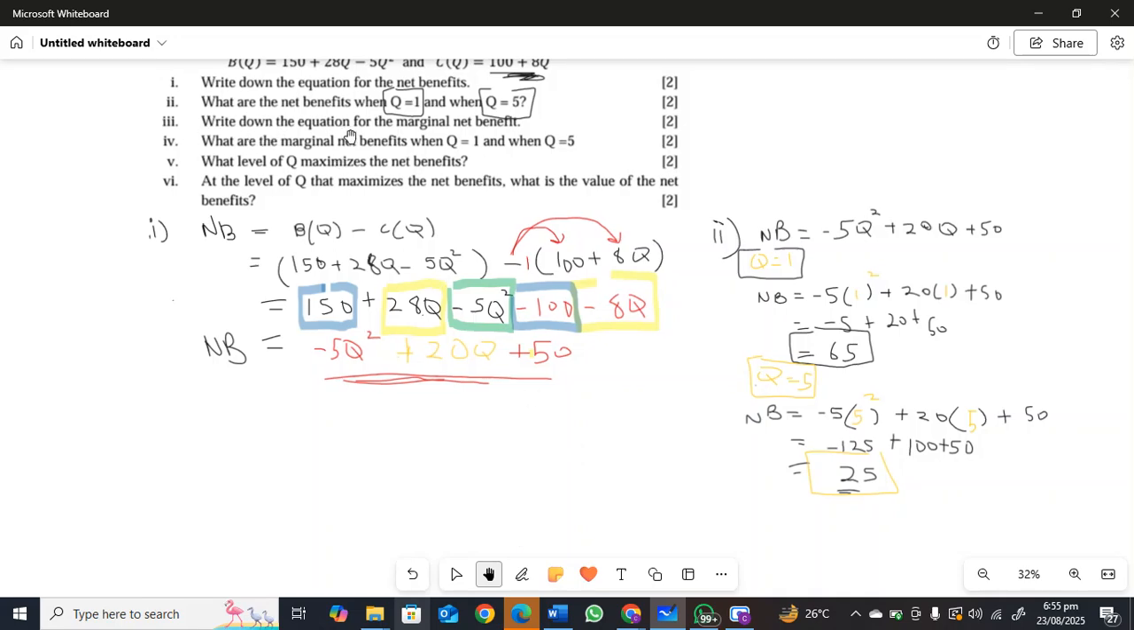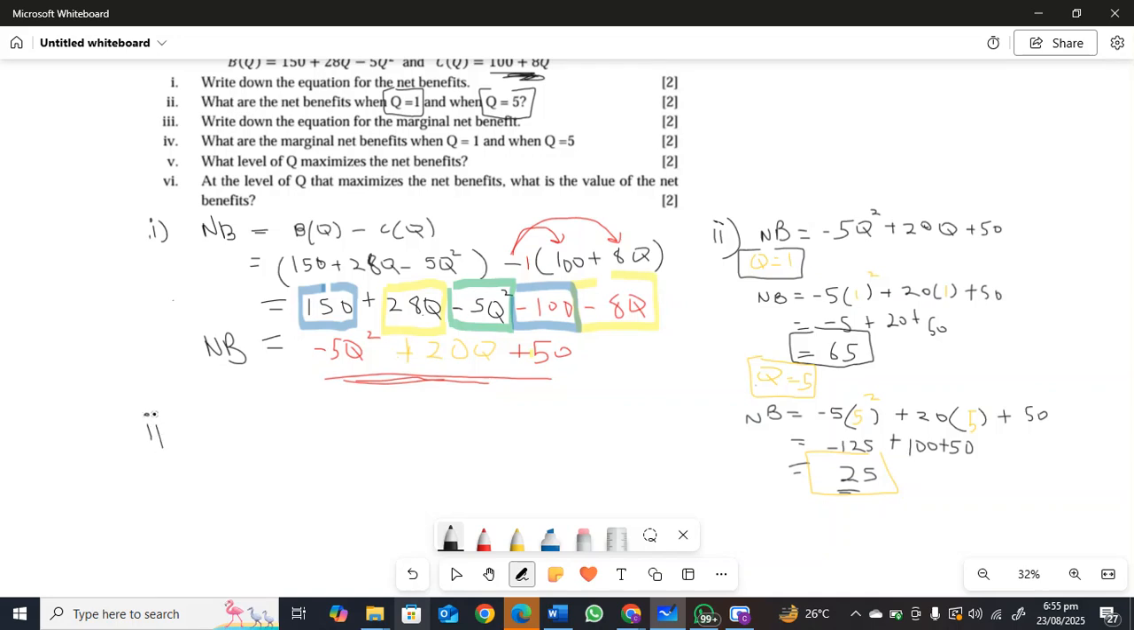Question 3: write down the equation for the marginal net benefit. So for the marginal net benefit, we have to derive the net benefit equation. This is where we have to derive the net benefit equation.